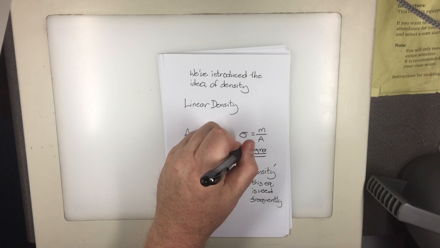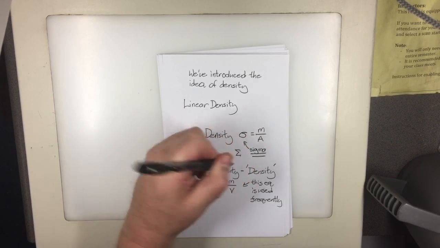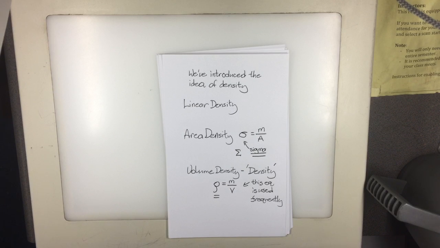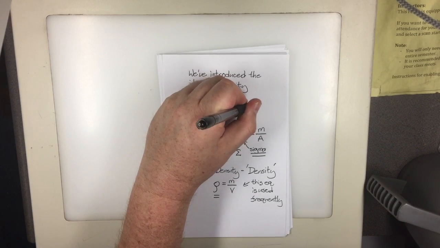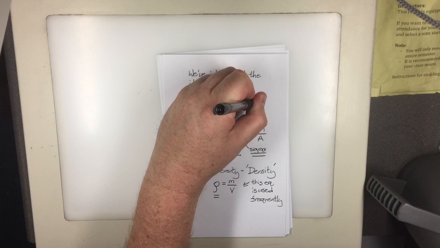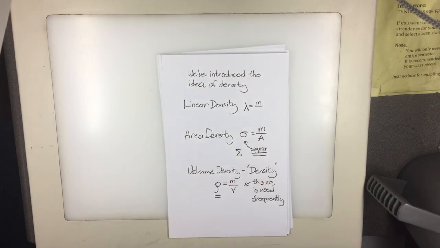This is a lowercase sigma. The uppercase is usually like this, but for area density, we say sigma. For linear density, it's lambda.